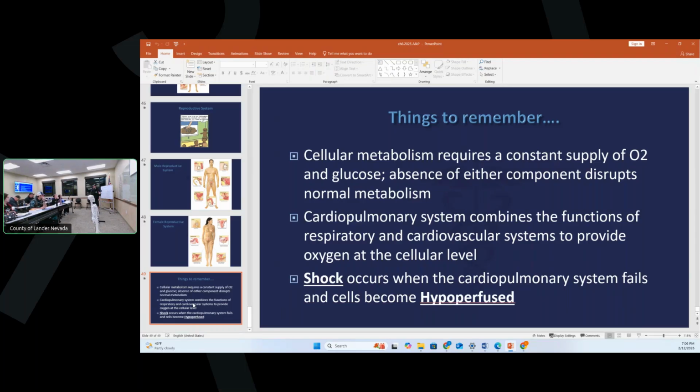What's the next chapter we go over? What's 7? Respiratory.